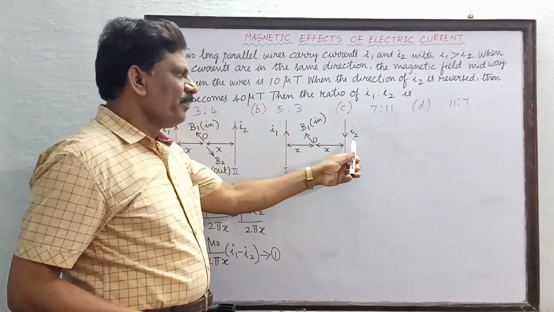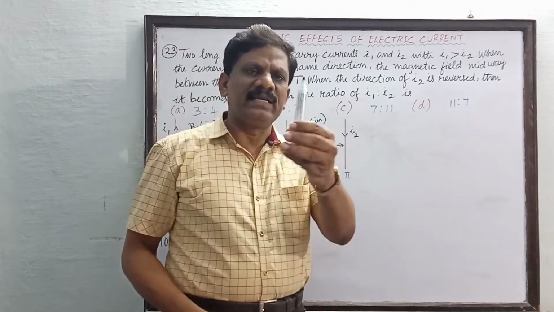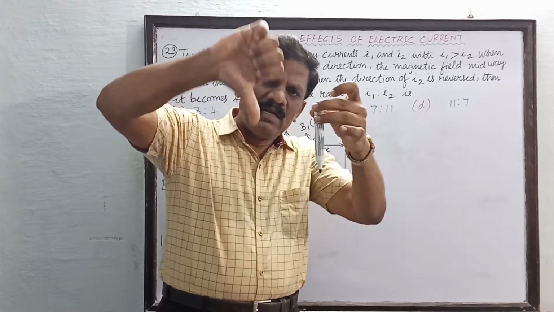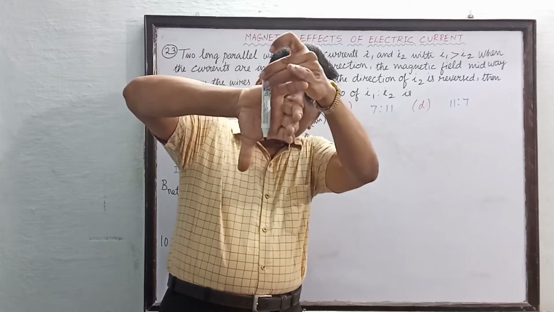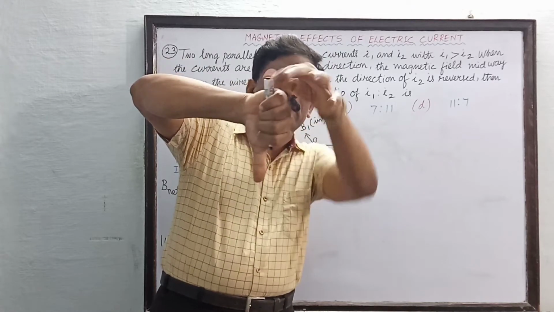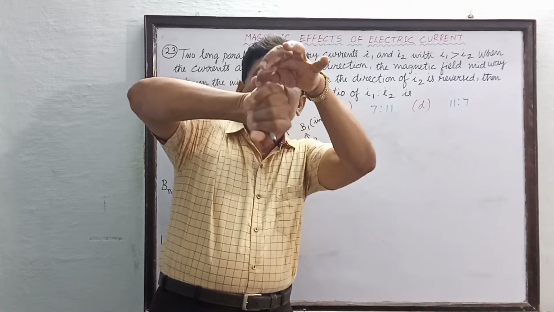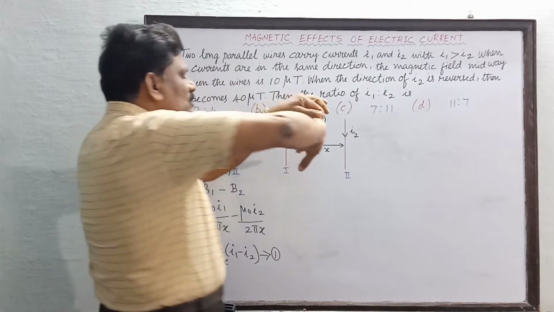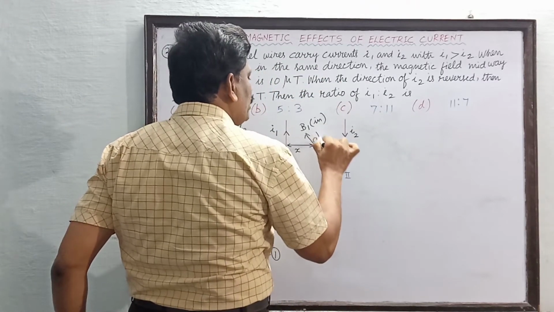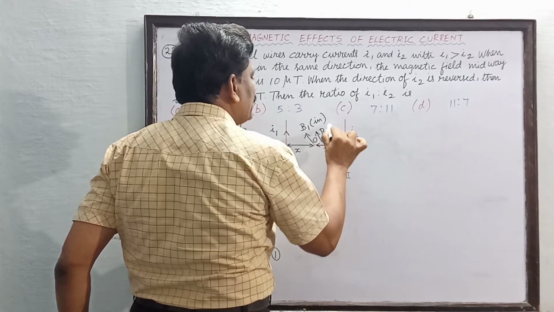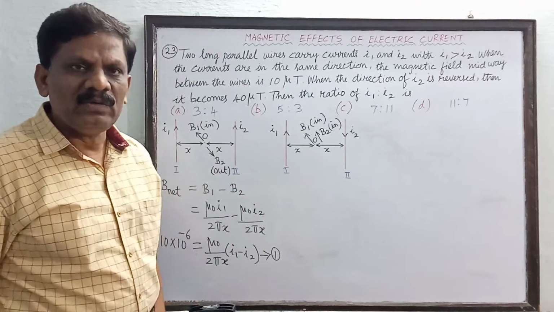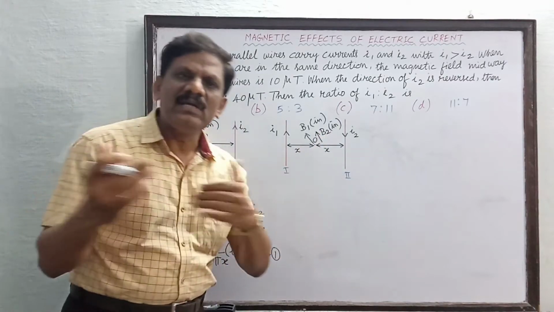Now since the current I2 is in the downward direction, now this conductor, you bend down like this, so that now the current is in the downward direction. Now I hold the conductor like this. The thumb indicates the direction of the current downward, and the folded fingers wrapping the conductor you see like this. So now you see that B2 also will be inwards. The magnetic field B2 due to the current I2 in the second conductor is also inward.